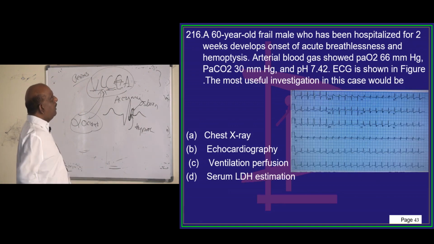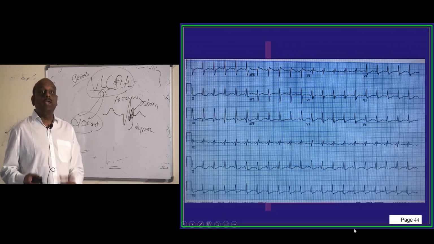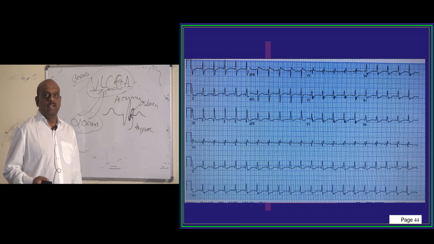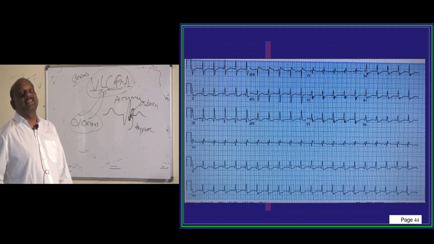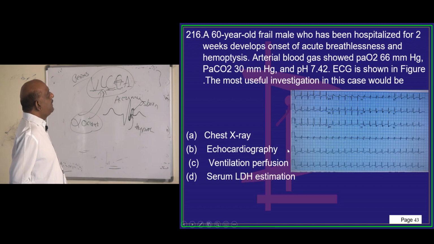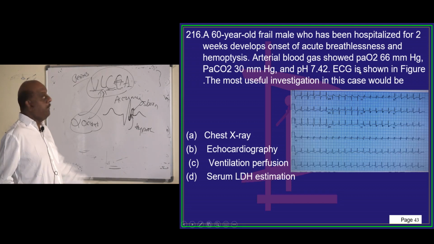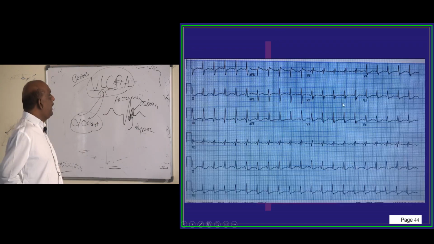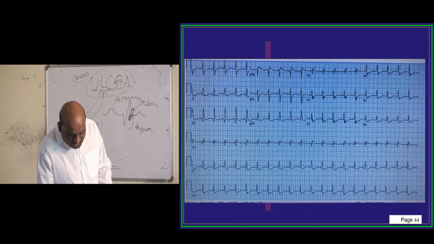A 60-year-old hospitalized patient presented with acute breathlessness and ABG is showing PaO2 of 66 millimeters of mercury, and there is a pH of 7.42 because he is ventilating, no? With tachypnea it stays in the respiratory alkalotic range, yet PaO2 is low, and an ECG is being shown to you. What do you see in this ECG, doctor?